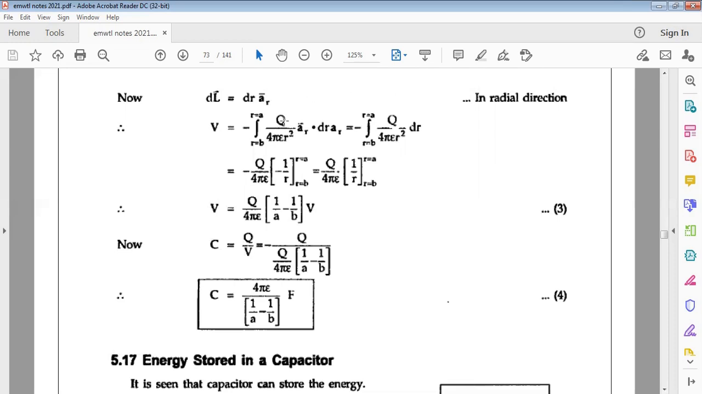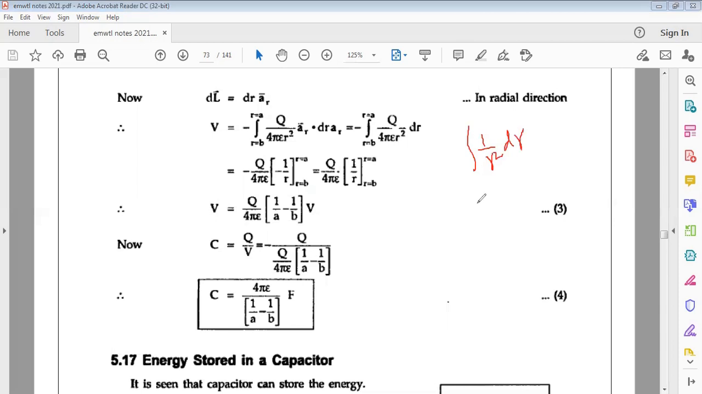Since E is along a_R bar, I am taking only the a_R component, and the remaining two terms I am not mentioning here. So minus the integral from R equal to B to R equal to A of Q by 4 pi epsilon naught R square, a_R bar dot dR a_R. a_R bar dot a_R bar is equal to 1, and Q and 4 pi epsilon naught are constants, so we have the integral of 1 by R square into dR.